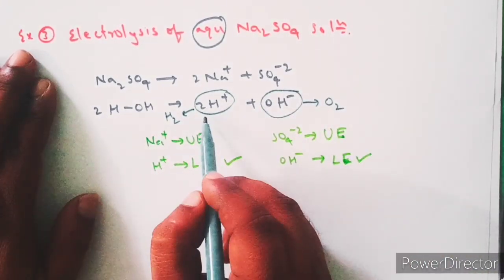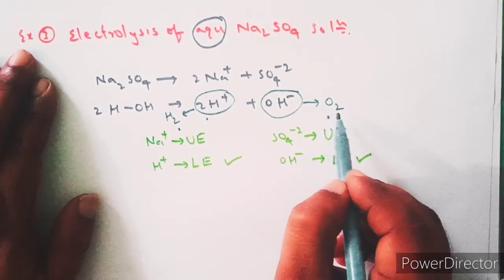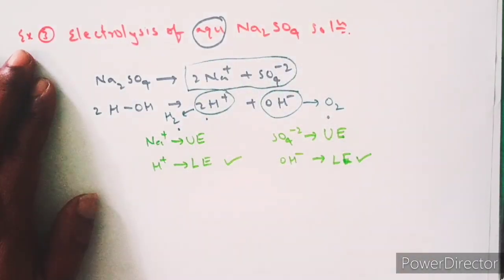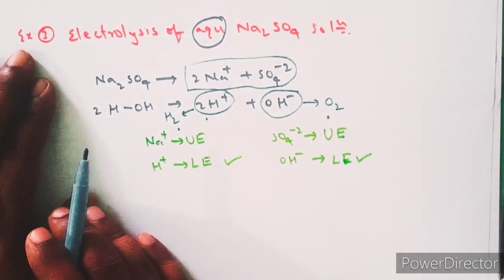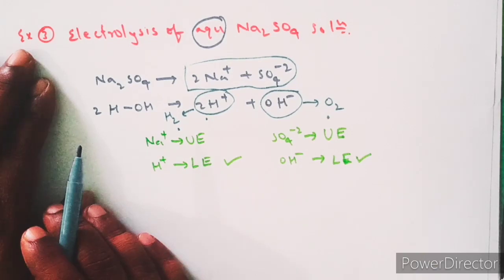That means at the cathode hydrogen gas is liberated. At the anode, what happens? Oxygen gas will be liberated, and sodium sulfate is here now. Sodium sulfate remains as such, but the ions of sodium and sulfate conduct the current through the solution, which does not involve the overall chemical reaction. This is what you have to remember.